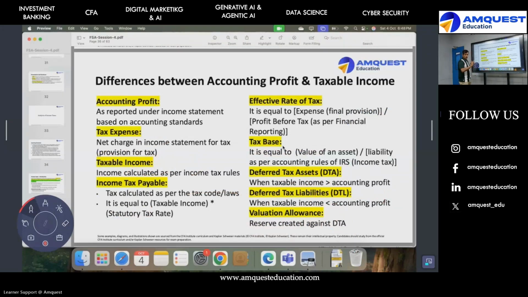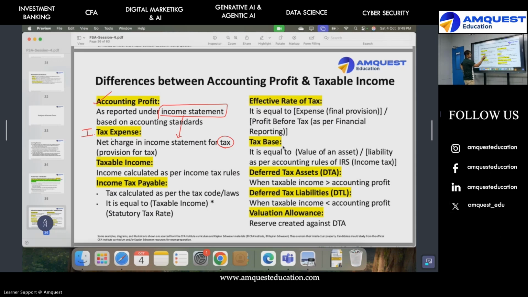Basically, in the world of taxes, understand two concepts. One is accounting profit, which is the profit as per your income statement. And this profit will have a tax, which is called tax expense. I also call it income tax expense.